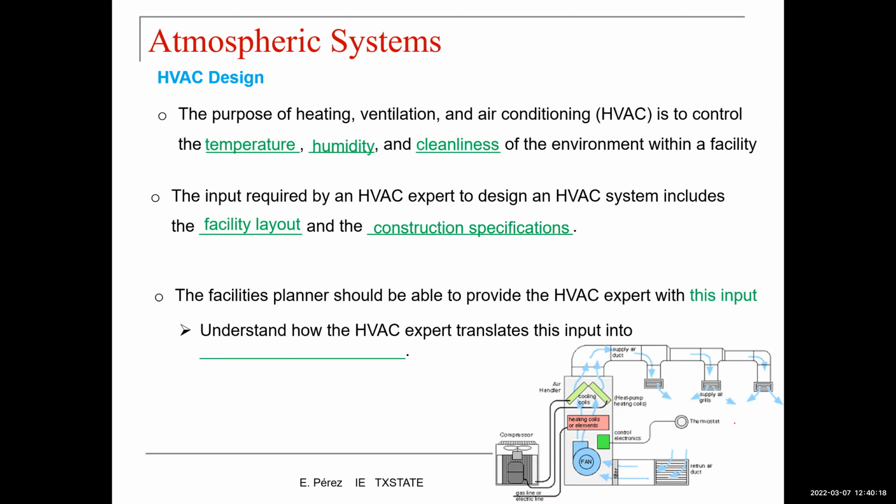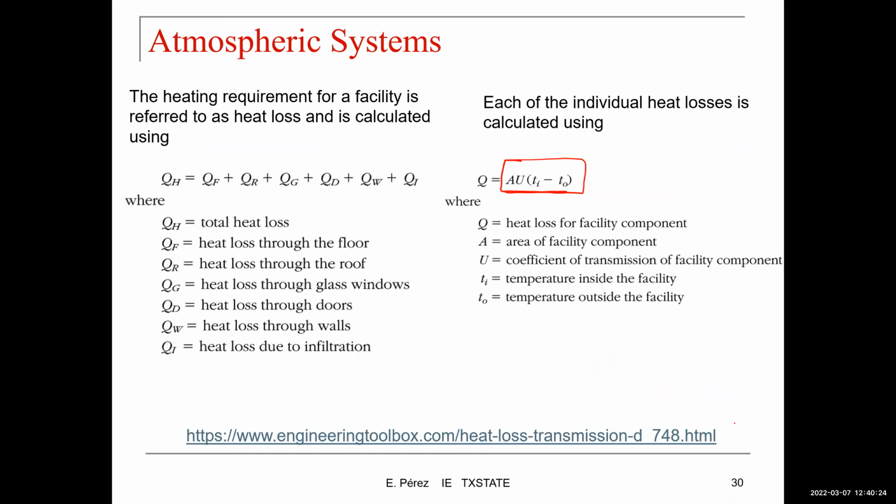We also need to understand how the HVAC expert translates this input into the HVAC requirements. So here's the type of information that we as facilities planners need to know. The heating requirement for the facility is referred to as the heat loss and is calculated using this equation, in which QH represents the total heat loss. We are accounting for different items that will be used to compute the total heat loss: the heat loss through the floor, the roof, the glass windows, the doors, the walls, and the heat loss due to infiltration.